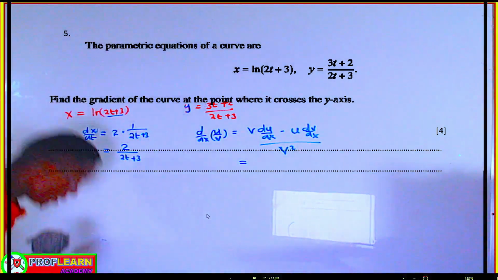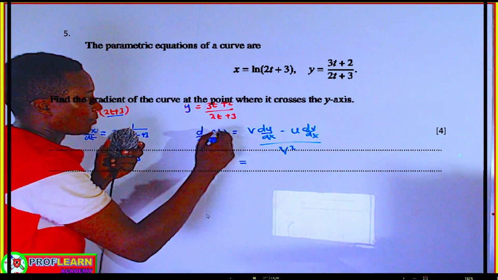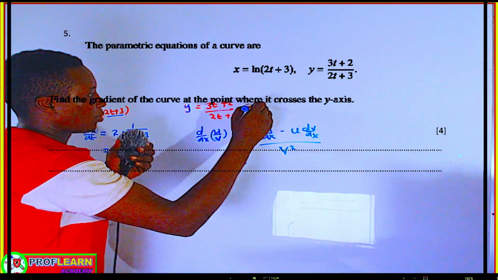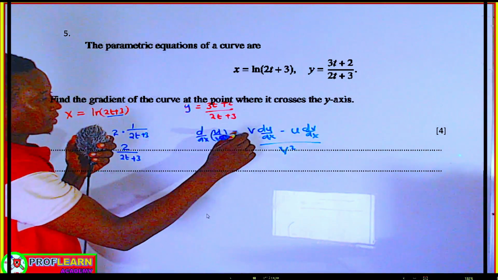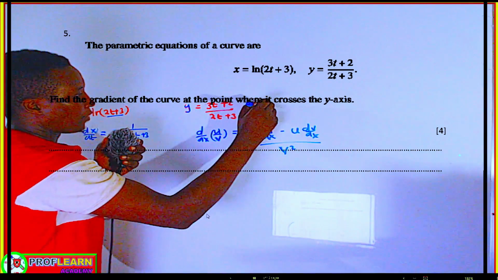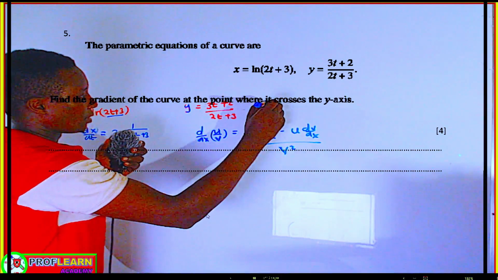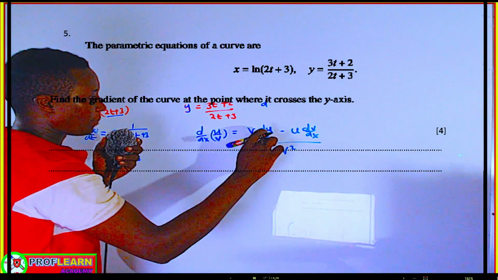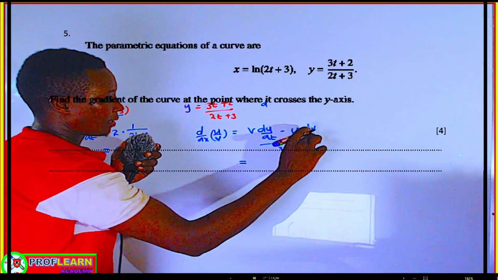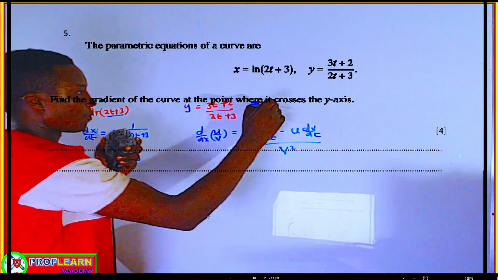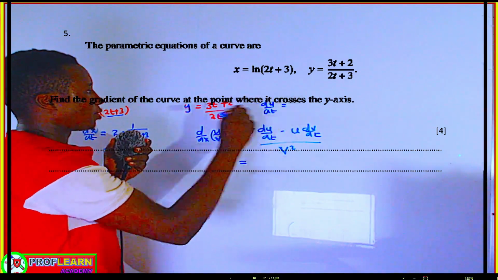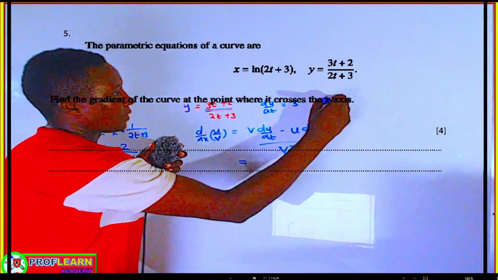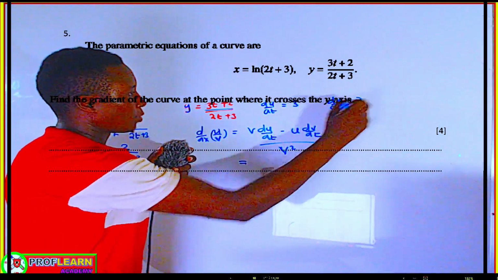differentiating this, let us first work out our du/dt. Okay, differentiate u first. If we are working out du/dt, in this case we are going to use t because the parameter is t. So du/dt is going to be, our u is the top part, is going to be 3, and dv/dt is going to be 2.